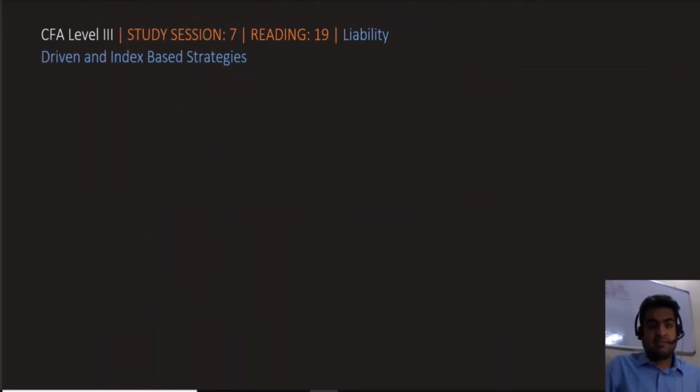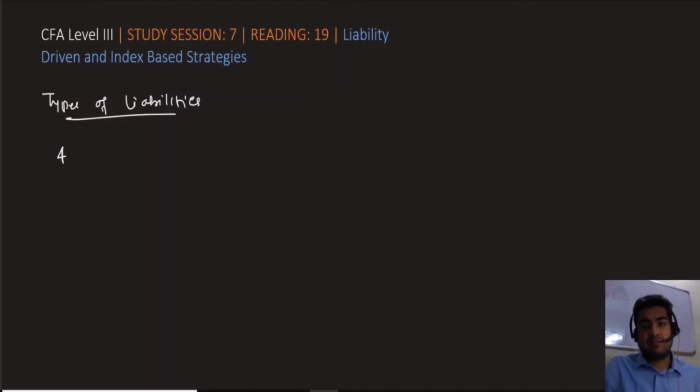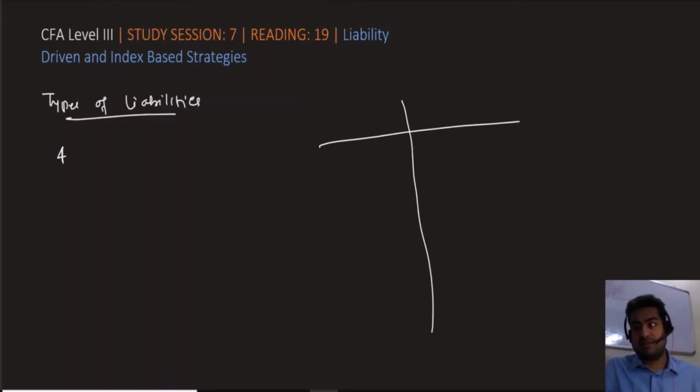So now let's discuss the types of liabilities here, a very important concept before we jump onto the deeper parts. There are four types of liabilities that you should remember here, and they are mainly characterized by two main parameters. One is known future amount, and the second is known payout dates, right?